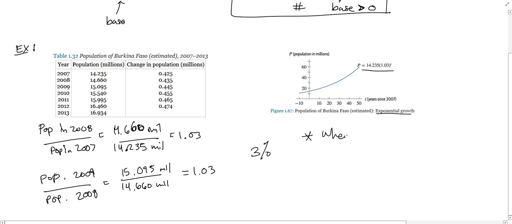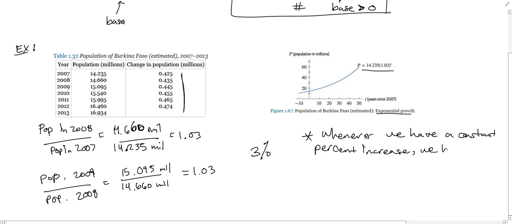So we could say whenever we have a constant percent increase, this is different than if we had a constant rate of change. So the rate of change is these numbers here, and these are not constant. These are changing, are varying, but the percent increase is the same. So whenever we have a constant percent increase, we have exponential growth.